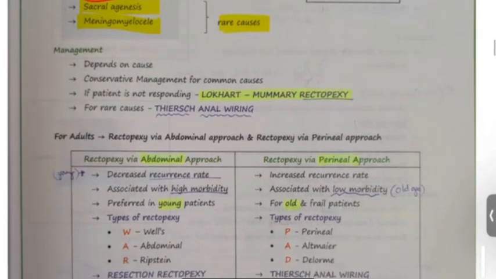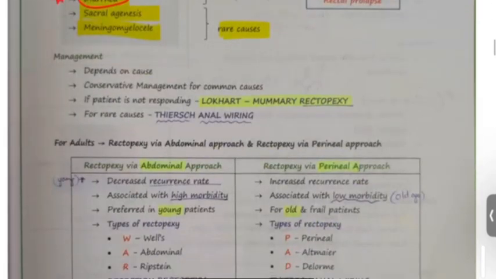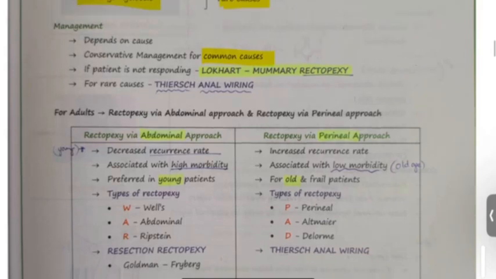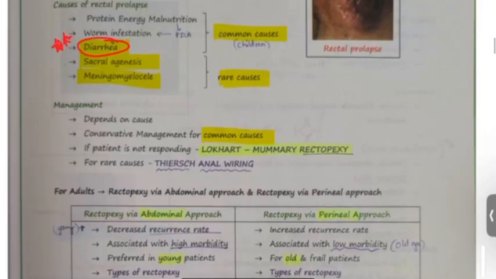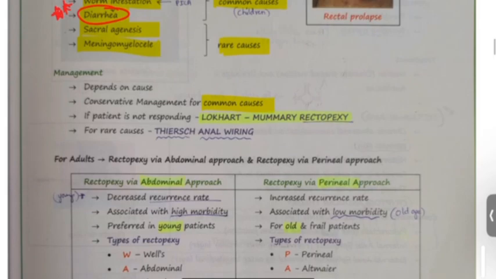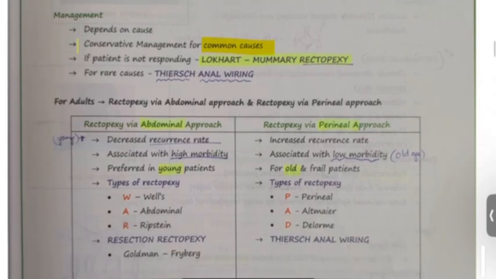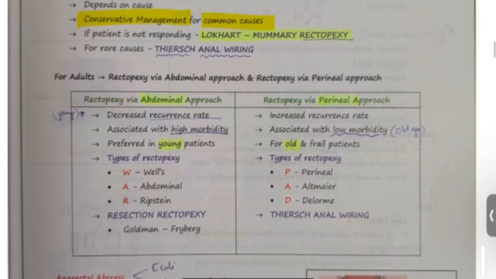Okay, how will we manage a case of rectal prolapse? So it depends on the cause. Conservative management for common causes like what we had discussed here. Protein energy malnutrition, we can treat by giving adequate calories. If there is worm infestation, we can treat it with albendazole or anything. Diarrhea, we have to treat the diarrhea. So by treating these, we can go for conservative management. If the patient is not responding to this conservative management, then we'll have to go for Lockhart-Mummery rectopexy.